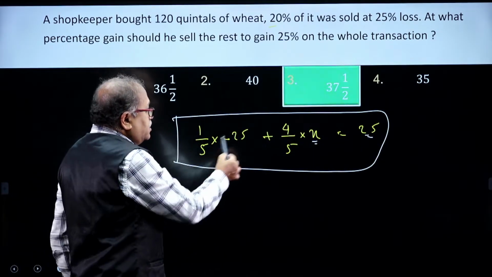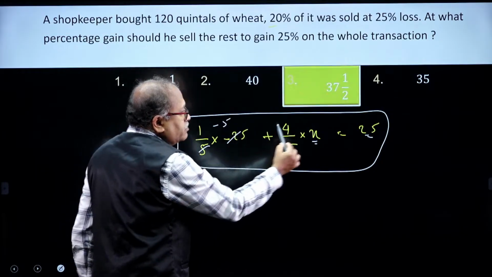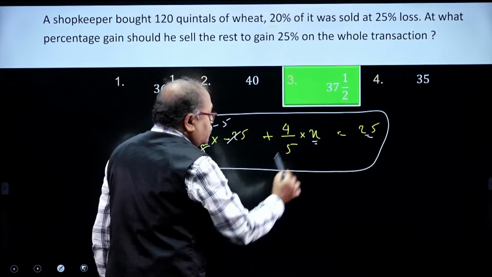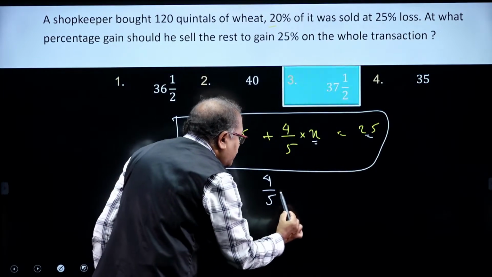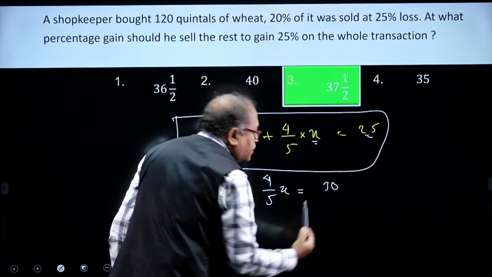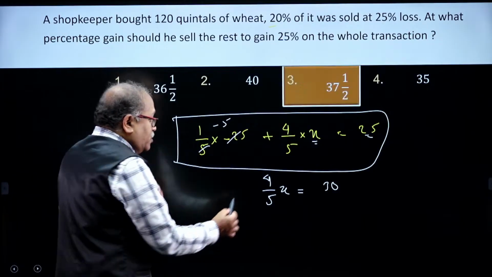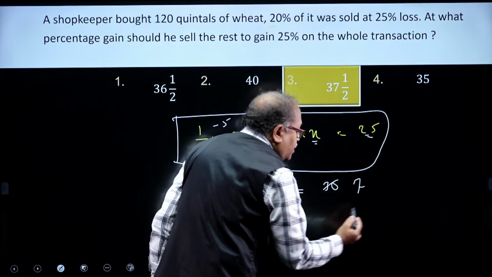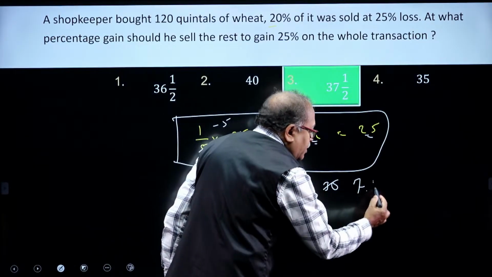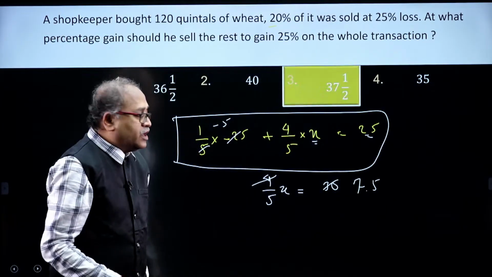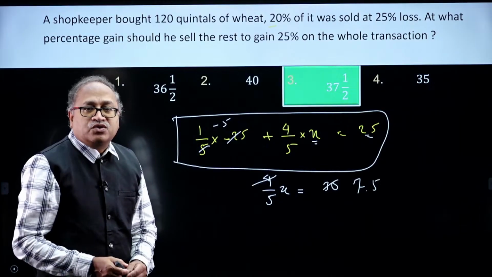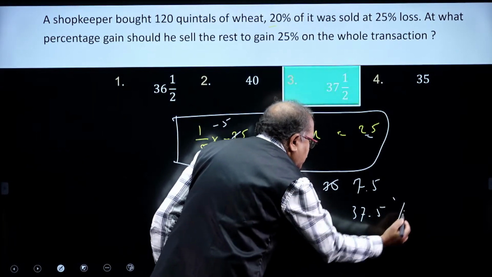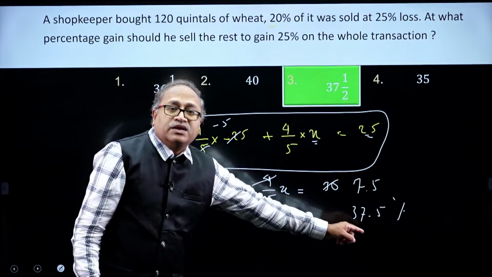So, let us see that here I am getting minus 5, and when minus 5 goes over there, it becomes plus 5. So, 4 by 5 x is equal to 30, right, my dear friends. So, it goes with 4. 4 7 is 28, and 4 5, 7.5 into 5 comes 35 plus another 2.5, that is 37.5 percentage. So, X value is 37.5 percentage.